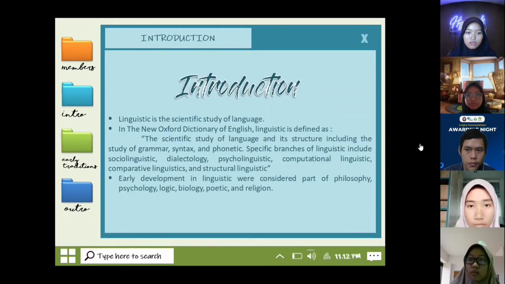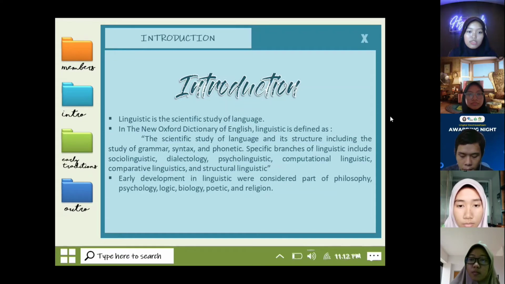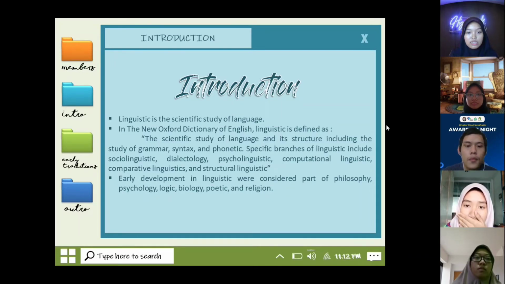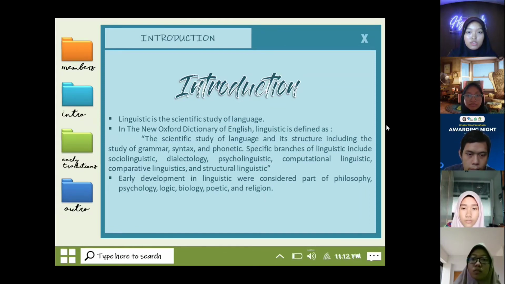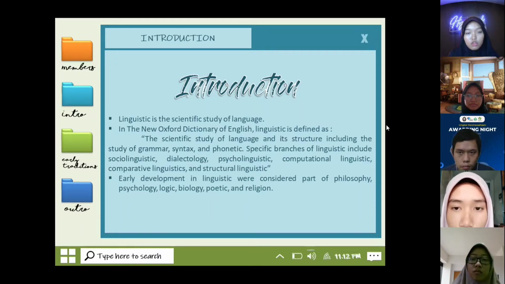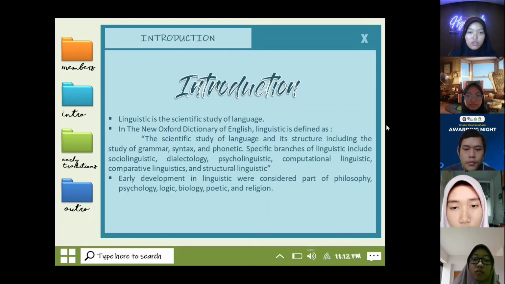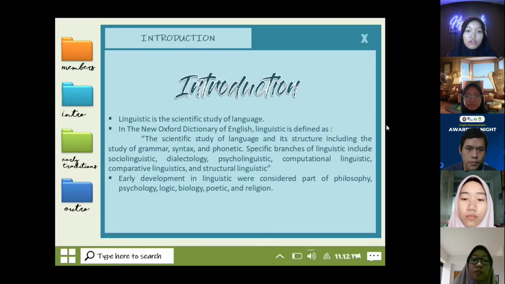I'm going to explain about linguistics. What is linguistics? Linguistics is the scientific study of language. In the New Oxford Dictionary of English, linguistics is defined as the scientific study of language and its structure, including the study of grammar, syntax, and phonetics. Specific branches of linguistics include sociolinguistics, dialectology, psycholinguistics, computational linguistics, comparative linguistics, and the last one is structural linguistics. Early developments in linguistics were considered part of philosophy, psychology, logic, biology, poetics, and religion.